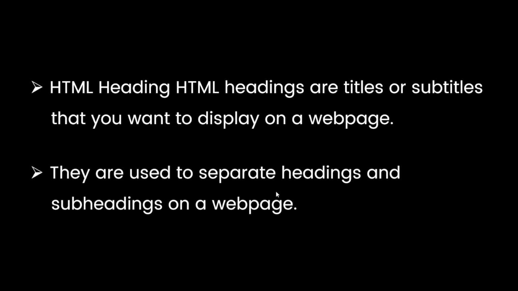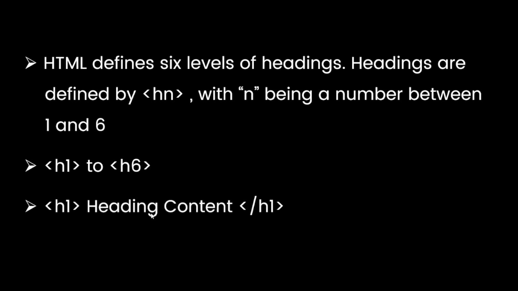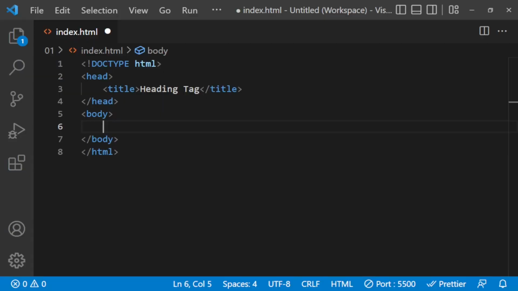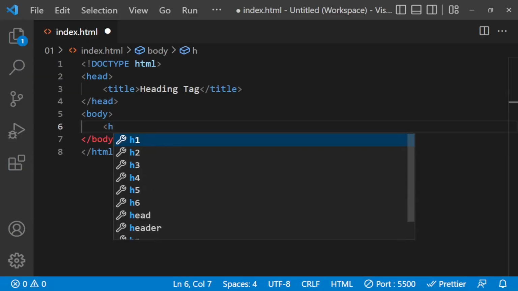So the HTML heading is actually represented with the H alphabet followed by the size of the heading. So we have something like this. We have the H, then we have from size 1 to size 6. Size 1 is the largest, while size 6 is actually the smallest.